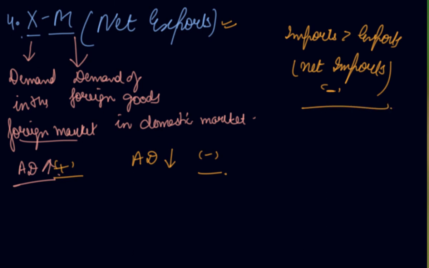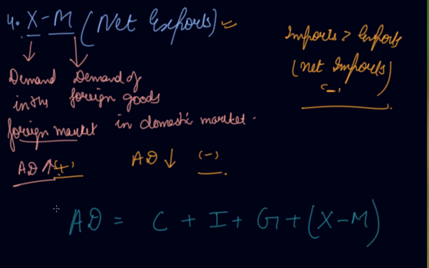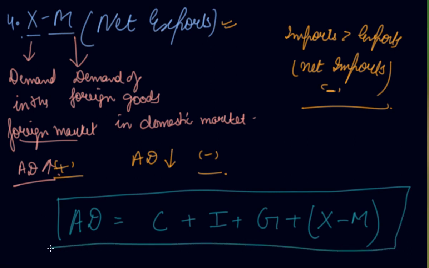So all the components make your aggregate demand. So your aggregate function is aggregate demand is equal to C, that is private consumption expenditure, plus I, that is private investment expenditure, plus G, that is government expenditure, plus X minus M, that is net exports. So this is how you calculate your aggregate demand in the macroeconomics. I hope you have completely understood the components of aggregate demand.